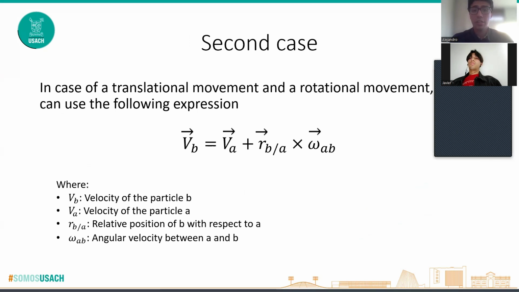Well, for the second case, we have a translation movement and a rotational movement. And we can see this following expression. We have the vector of velocity of particle b equal to the vector of velocity of particle a, plus the distance between b and a, cross the angular velocity between these two particles, as we already said.